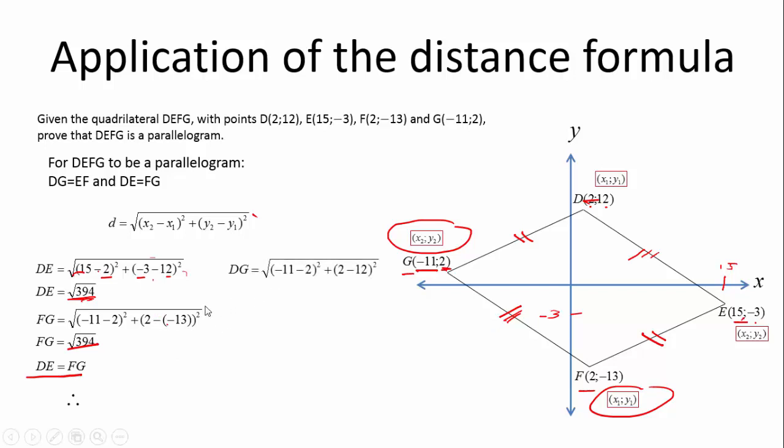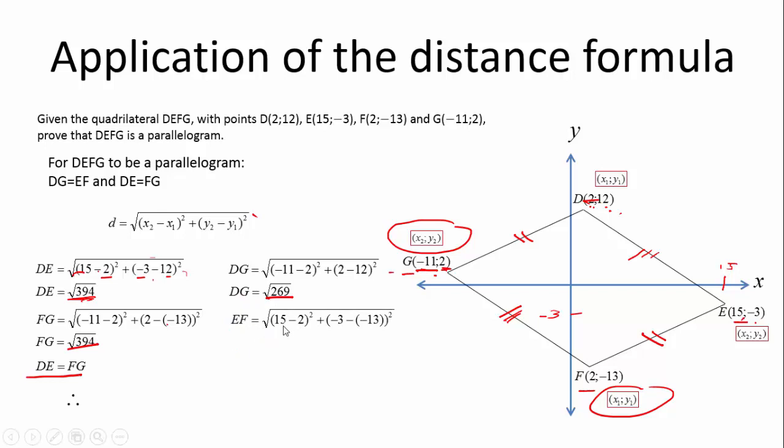But now we need to check if DG is equal to EF. So DG, I've gone a bit ahead here, but GD is equal to negative 11 minus 2, 2 minus 12, right? So negative 13 and then 10, and that's 169 plus 100, and that's 269 square roots. Again, leave it like that.